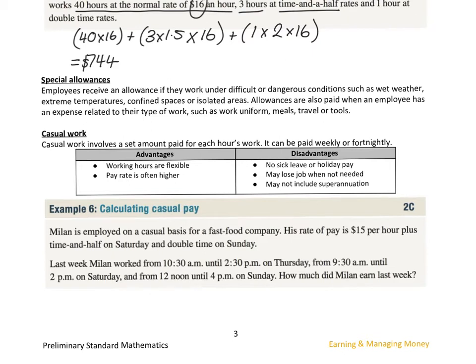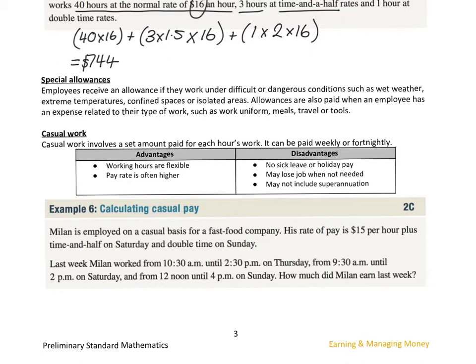You can very easily lose your job when you're not needed. They don't have to do anything. They can just say, listen, we've got too many people. We're getting rid of you as a casual. Your pay might not include superannuation depending on who you work for and what your contract is. Okay, but basically you're the flexible one at work. So you're the first to go, but you can also request extra shifts, make more money, make less money depending on your needs. Okay? All right, let's have a look at this example.